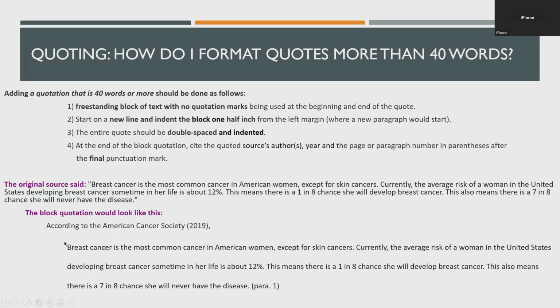So it's essentially the same thing as starting a new paragraph. Hopefully you know that when you start a new paragraph, you want to indent or tab over that first line. So we're going to do that with block quotes, except every line is going to be indented like this. The entire quote should be double spaced. And then at the end of our block quote, we are going to provide our parenthetical citation.